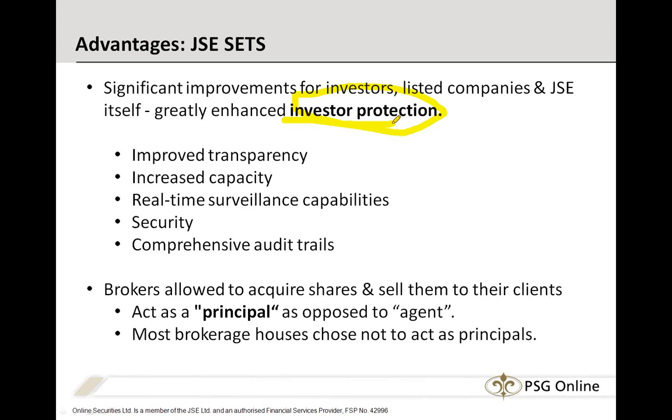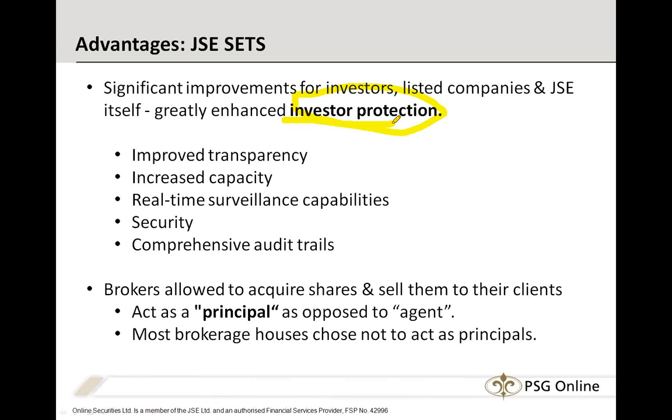Also, we have real-time surveillance. Obviously, with the story of Old Mutual and you as a small investor, they can see that now, and you won't be jeopardized. So everything's transparent. So obviously, more security, and there's this whole audit trail, so we can see the paper trail more clearly and obviously faster. That is one of the major advantages, increased investor protection.